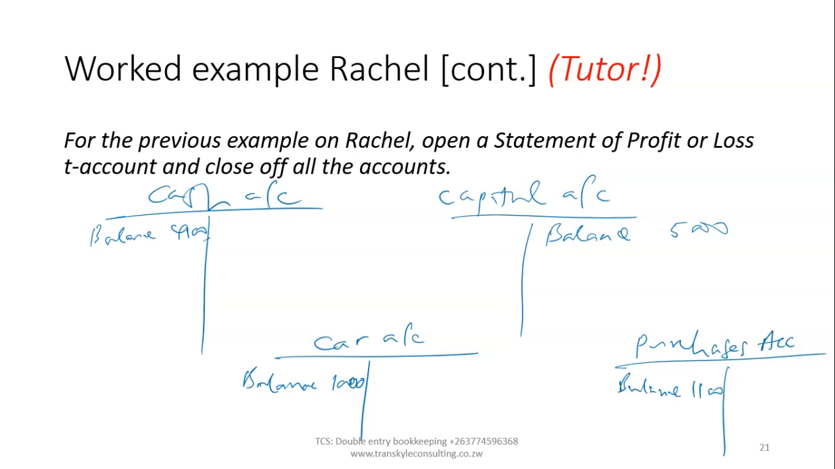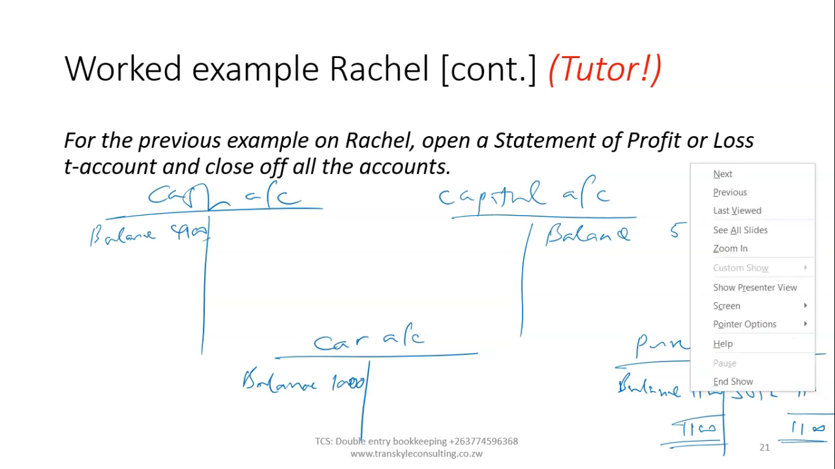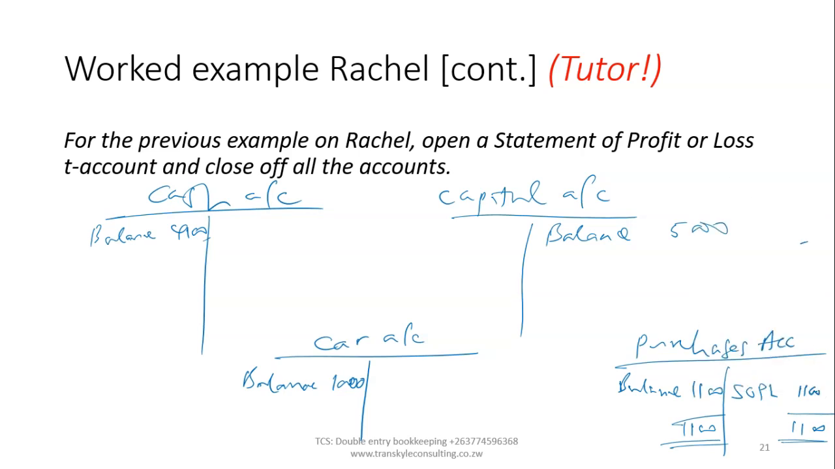But we know that we have to make a corresponding credit to ensure that this balance has been netted off. So you can just do this. 1,100, 1,100. So the transfer here is the statement of profit or loss, which should also be 1,100. Sorry, the pen is misbehaving. Okay, 1,100. That is a transfer to the statement of profit or loss.